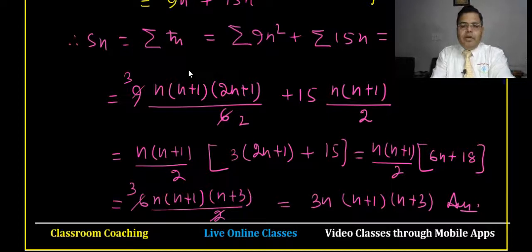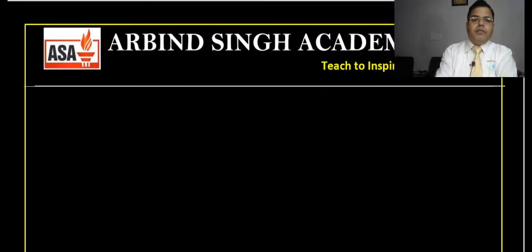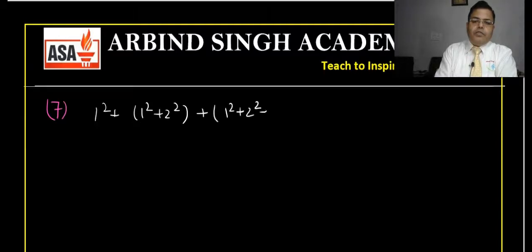So hopefully you got it. Now let us discuss some more questions, from question number 7. The seventh question is: 1 square plus 1 square plus 2 square plus 1 square plus 2 square plus 3 square, and like this, up to n terms.